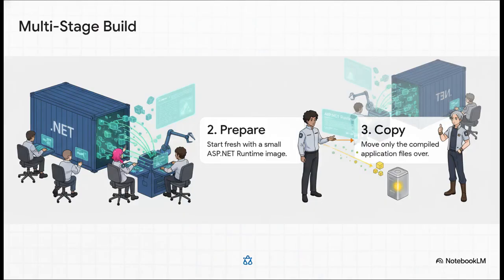Here's how it works. In stage 1, the build stage, we use a big image that has the full .NET SDK, everything we need to compile our code. Then, and this is the magic part, for stage 2, the prepare stage, we just throw that away and start fresh with a tiny minimal ASP.NET runtime image. Finally, we just copy only the compiled application files from the first stage into our new, clean one. All the heavy development stuff gets left behind.